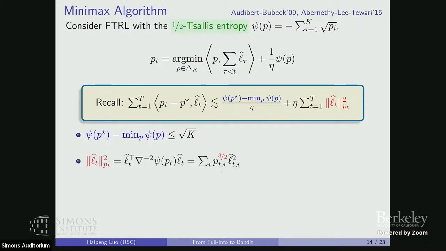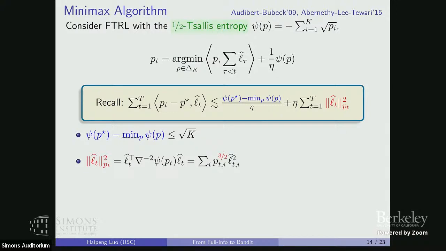Now let's look at the more interesting part, the stability term. Again, the definition is this. Let's look at the Hessian. The Hessian is, of course, again a diagonal matrix because it's decomposable. The derivative is 1 over root p, and the second derivative is 1 over p to the 3/2. You take the inverse, and you get this.